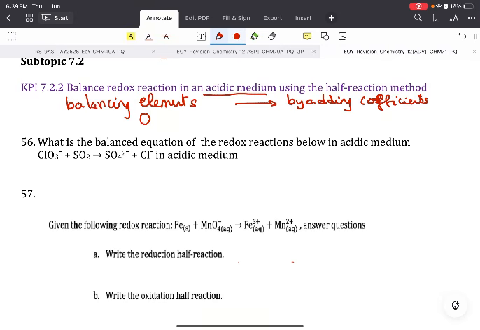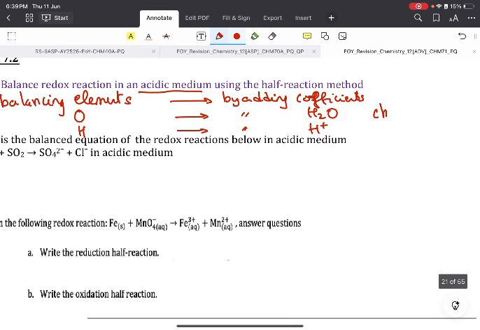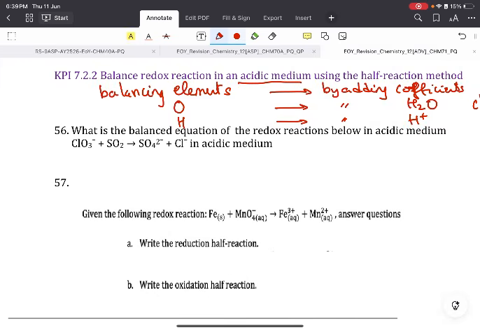Then after balancing the element, you move to balance O by adding H2O as much as needed. 1, 2, 3, 4, as much as you need in order to balance the O. Then you balance the hydrogen by adding H plus. Again, how much you need? 2, 3, 4, etc. You put it like this. And finally, you balance the charge by adding electrons.